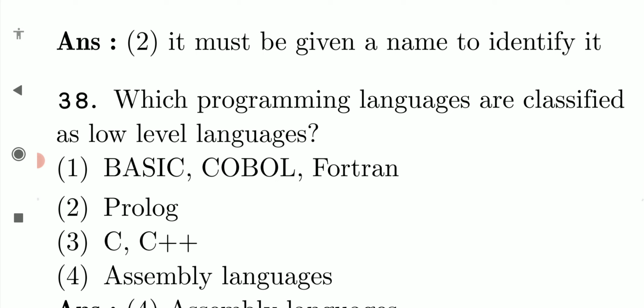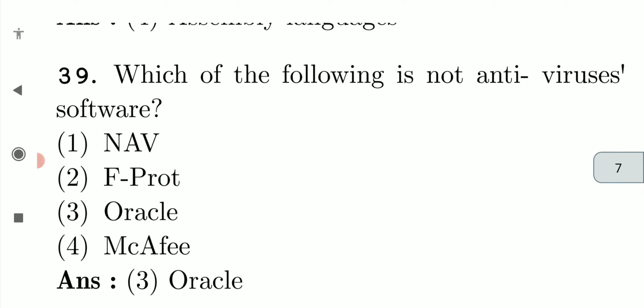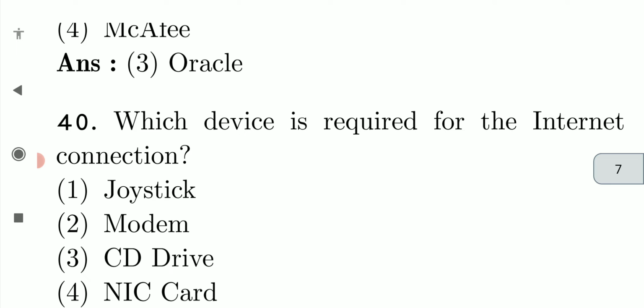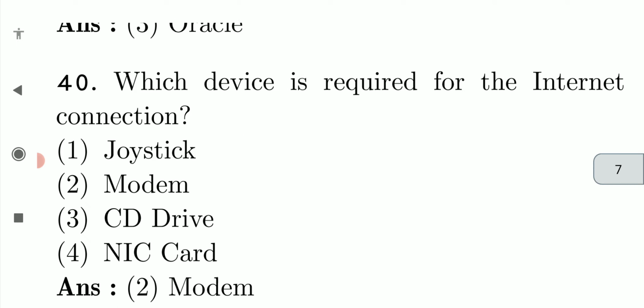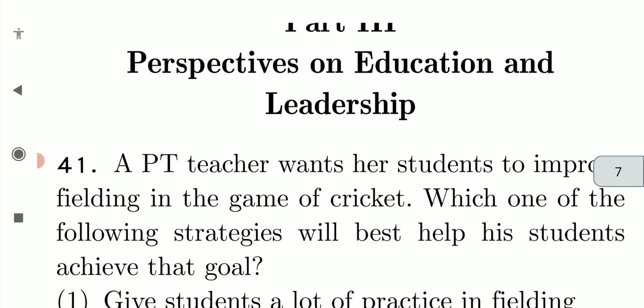Which programming languages are classified as low-level languages? Assembly language. Which of the following is not an antivirus software? It is Oracle. The others, McAfee, F-Prot, and Norton, are all antivirus software. Which device is required for an internet connection? It is the modem. Then we are going to see some psychology questions.